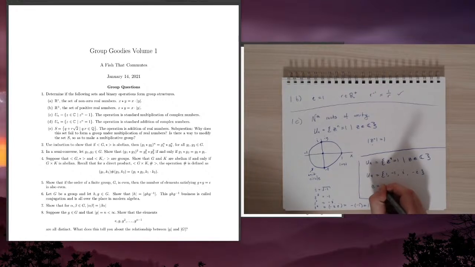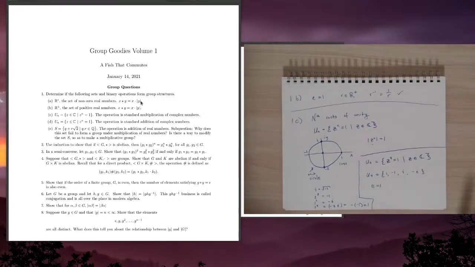Cool. So let's verify. Let's check the axioms. So the identity is 1, not surprisingly, because by assumption we're multiplying here, in the normal complex numbers way. And so this is obviously 1 times anything is itself, so we have the identity.